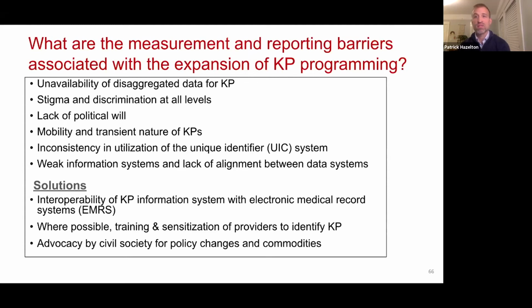And having civil society engagement on this is also quite helpful to make sure that there are policy changes, that there's access to commodities, and sensitization of providers so they can more accurately report on KP services.